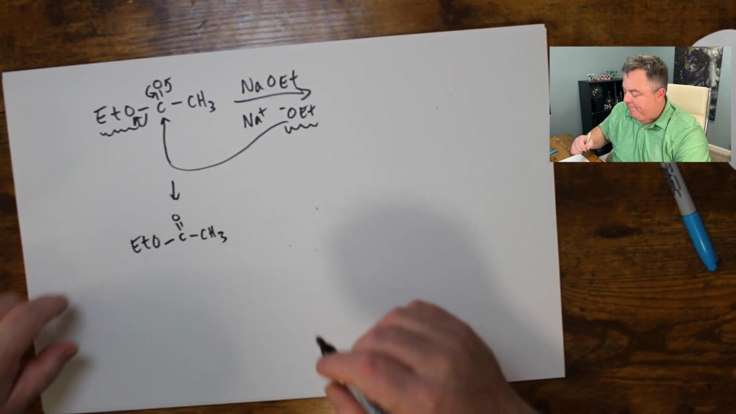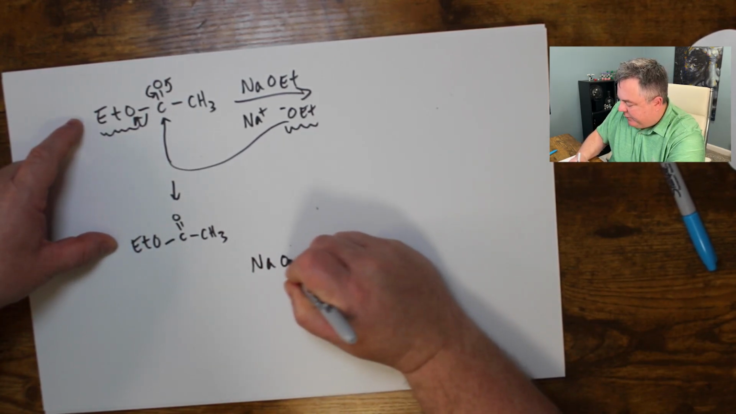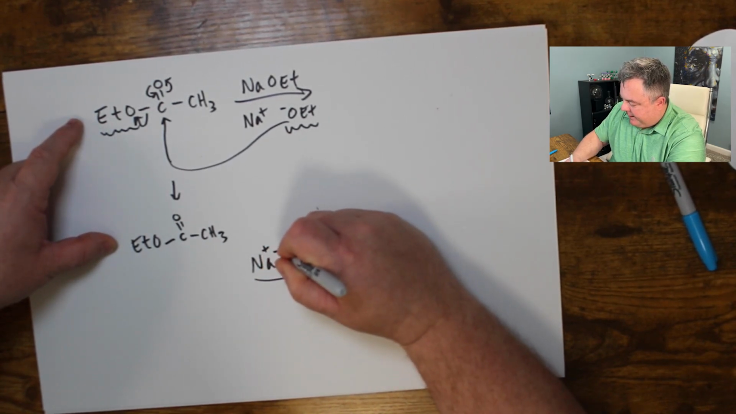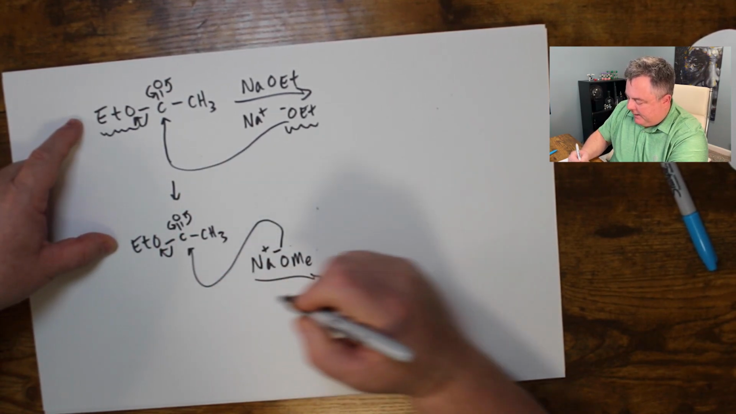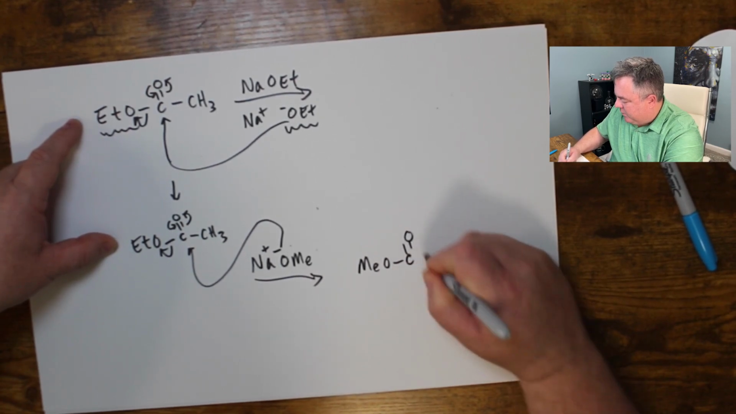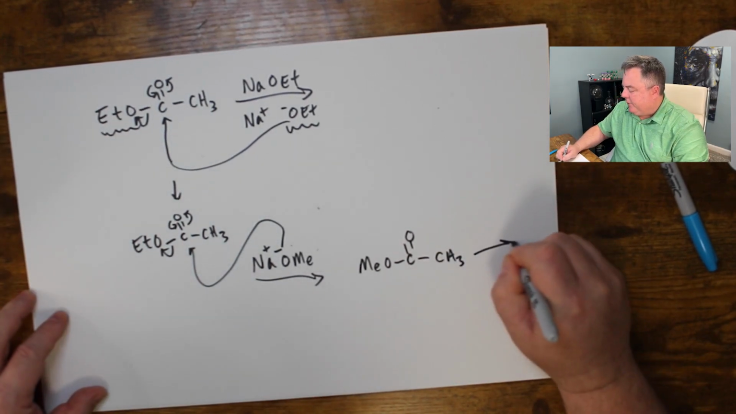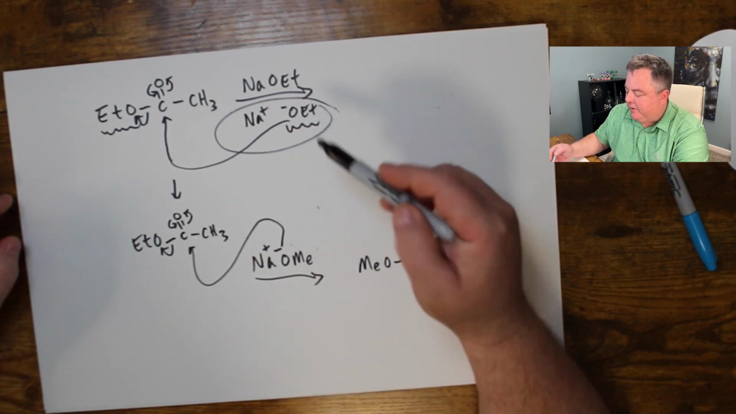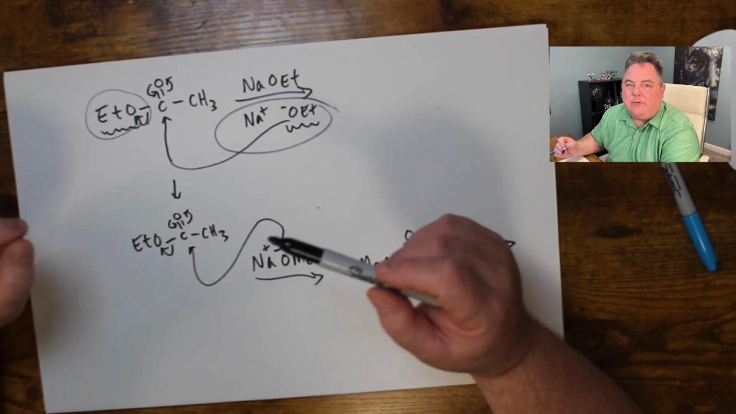No harm, no foul. But if instead of this base, sodium ethoxide, they use sodium methoxide, now the negative methoxide would attack. Electrons go up and come down, and it changes the starting material to this ester with the OMe on it, the O-methyl. And that would lead to an entirely different product. So in the Claisen condensation, we pick a base that matches the ester so we don't get into trouble.